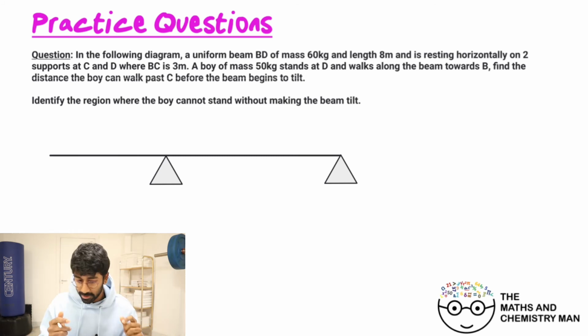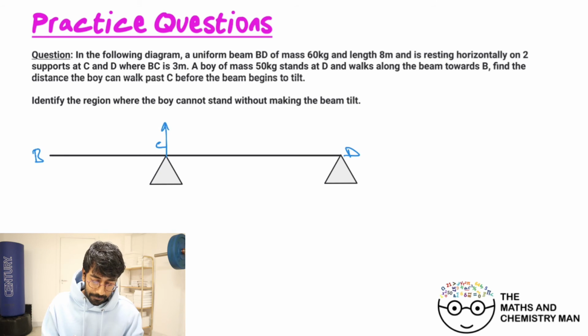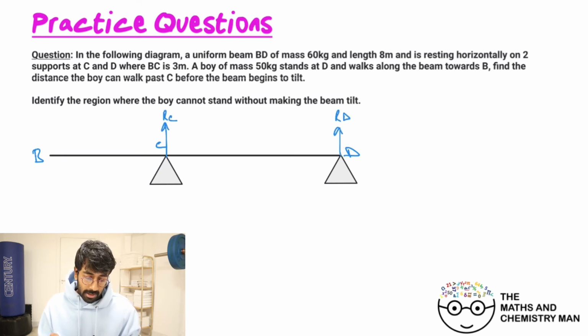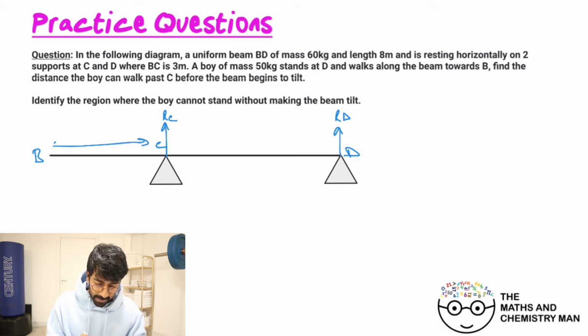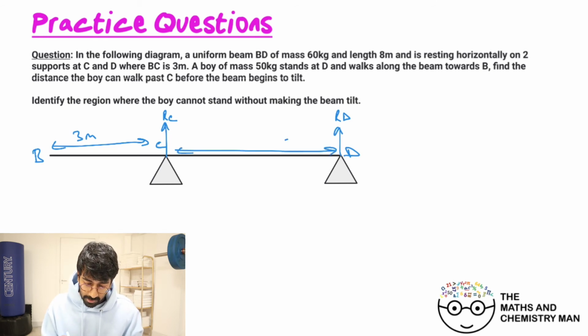Okay, let's sort this out then. So we've got a uniform beam, BD, so this is B, that's D. It's got a mass of 60 kilograms and a length of 8 meters. It's resting horizontally on two supports at C and D, so C is here. We'll call that RC, we'll call this RD. And it says BC is 3 meters, so from here to here is 3 meters. And if the whole length is 8, it means from here to here must be 5 meters.